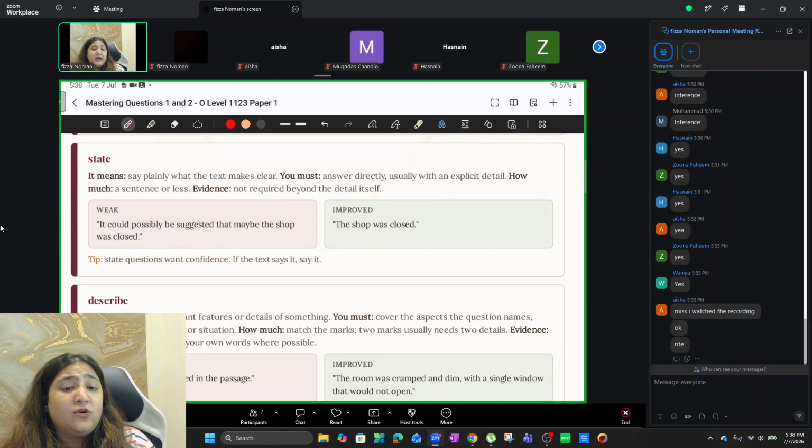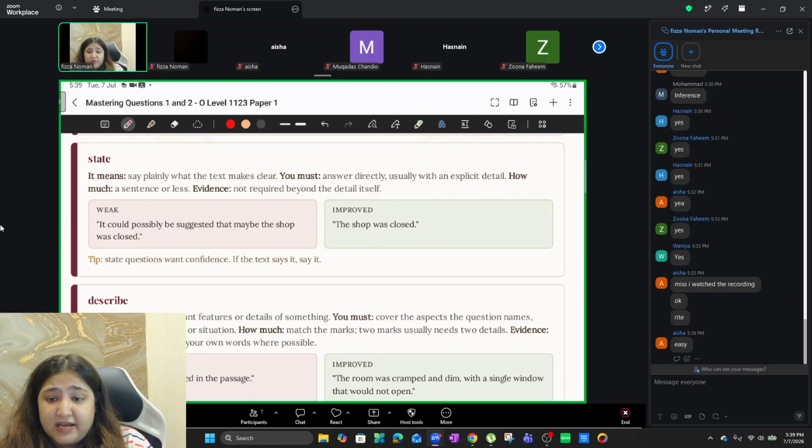So, for example, it could possibly be suggested that maybe the shop was closed. No, that's a vague statement. Simply write down the shop was closed. To state questions, they want confidence. If the text says it, say it. Don't be vague. Don't be ambiguous. Don't be unclear. Do we understand?